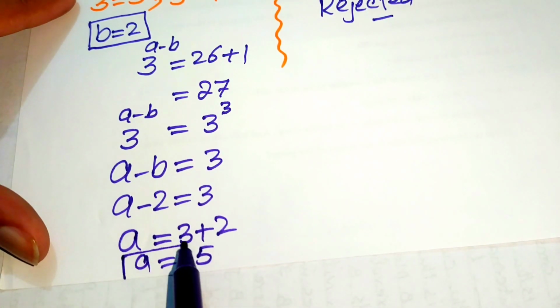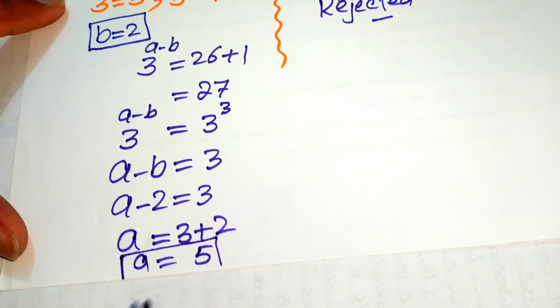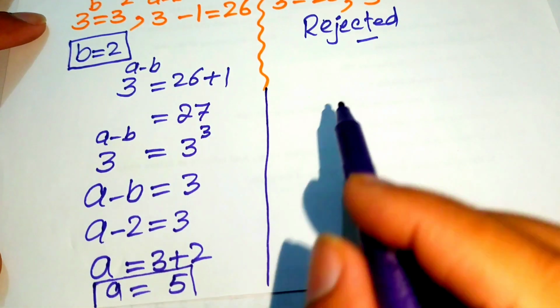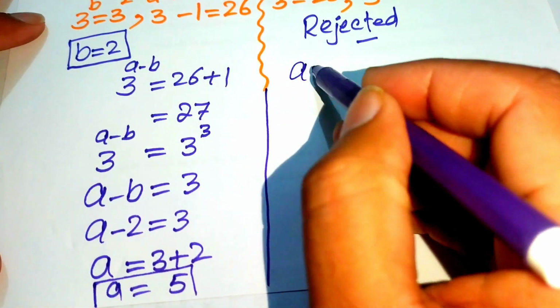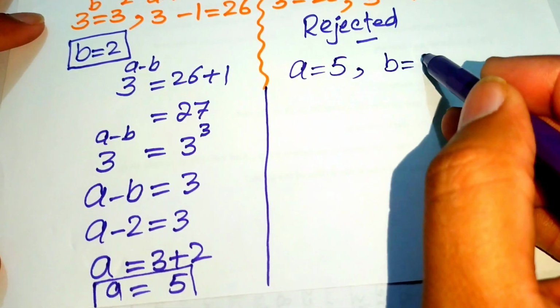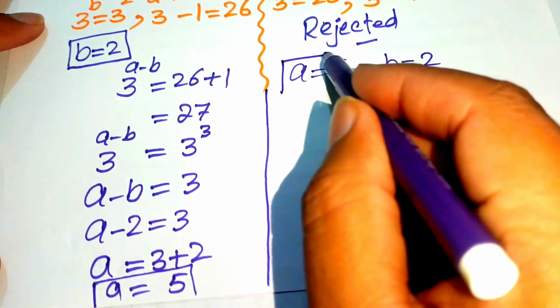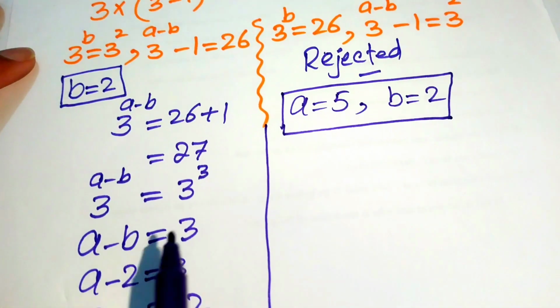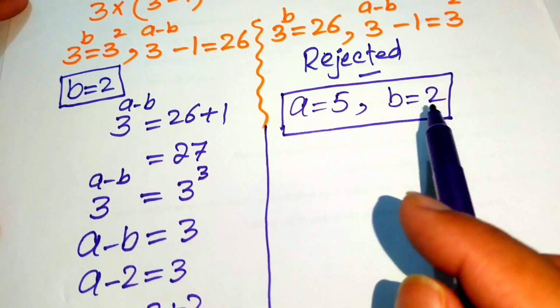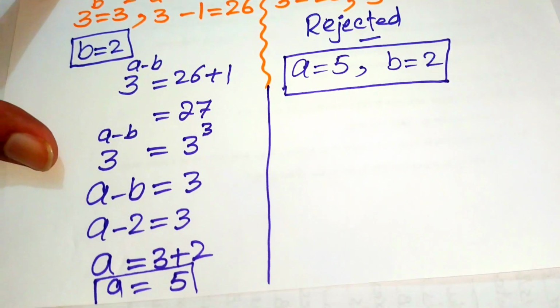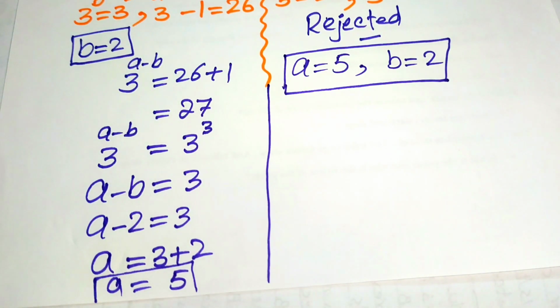So this shows that the values of a and b are, we write it here, a is 5 and the value of b equals 2. You see that both values are positive integers, and also a is greater than b. So now we check whether these values satisfy our given question statement or not.